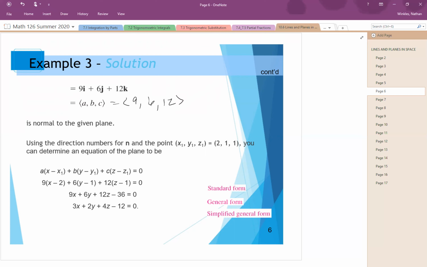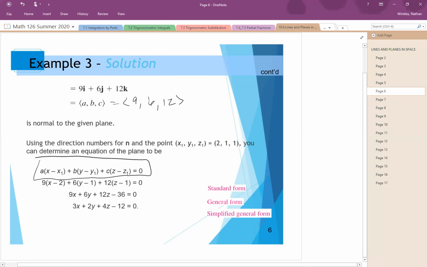So using the direction numbers for n, which is 9, 6, 12, and the point that we were starting from, 2, 1, 1, you can determine the equation of the plane using this form right here: a times x minus x1 plus b times y minus y1 plus c times z minus z1. Our a, b, and c is 9, 6, 12. X1 is 2, y1 is 1, z1 is 1. So 9 times x minus 2 plus 6 times y minus 1 plus 12 times z minus 1 equals 0.